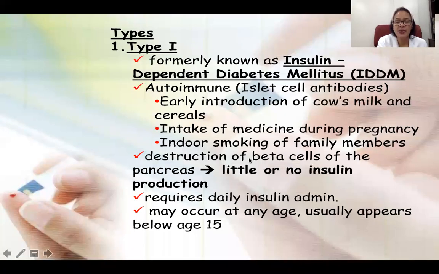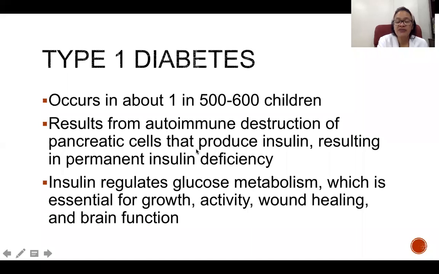So we have different types. We have type 1, the autoimmune one, which is characterized by destruction of the beta cells of the pancreas. Therefore, most often they have absence or deficiency of insulin. This is the type of diabetes that requires daily insulin administration. It may occur at any age and usually appears below 15 years old. It occurs in 1 in 500 to 600 children, so it's a little common. And this results from autoimmune destruction of the pancreatic cells that produce insulin.